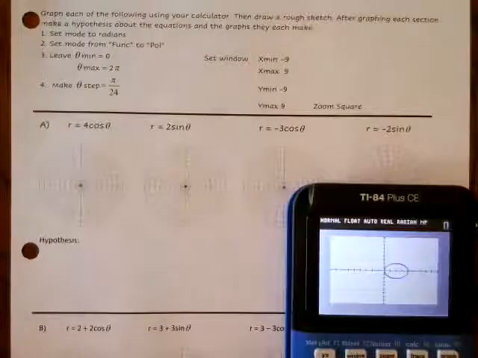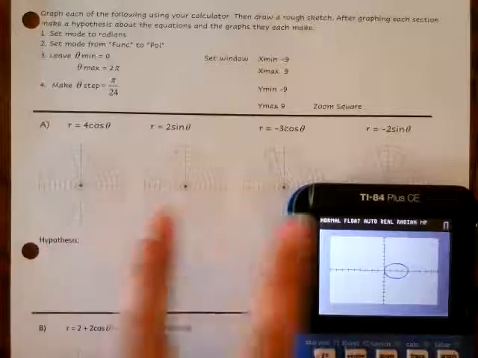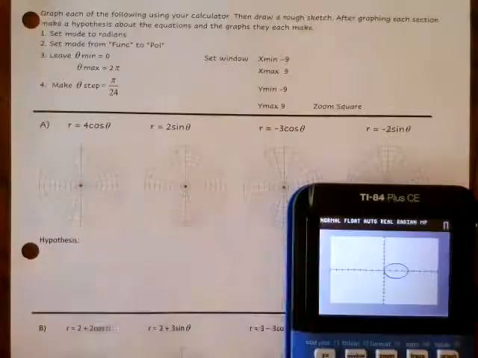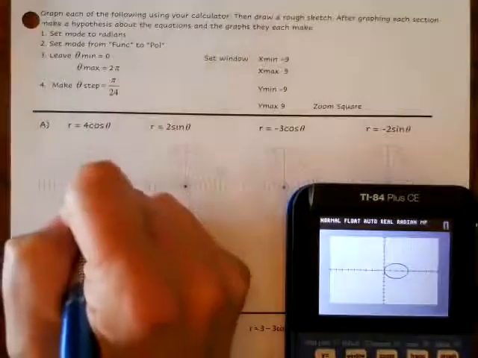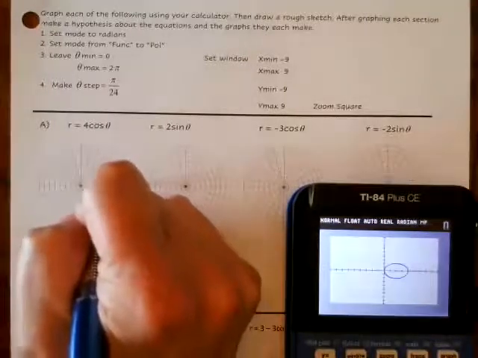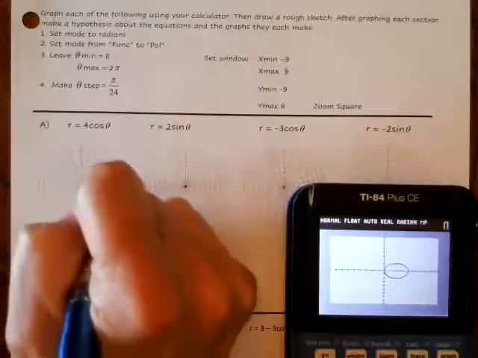What we're going to do is use the calculator to graph the first two, and then try and guess what the other two would look like. So right here, we've got this circle. It looks like it's going 1, 2, 3, 4, and it does go through the pole right there. So we got a circle that looks like this.